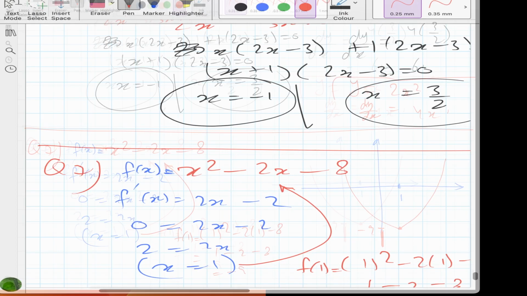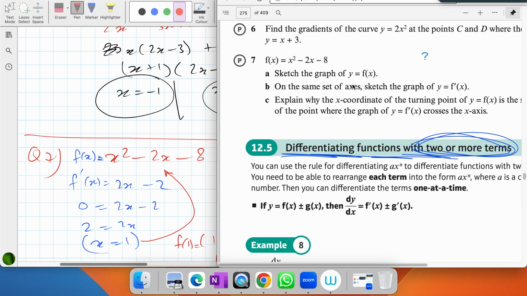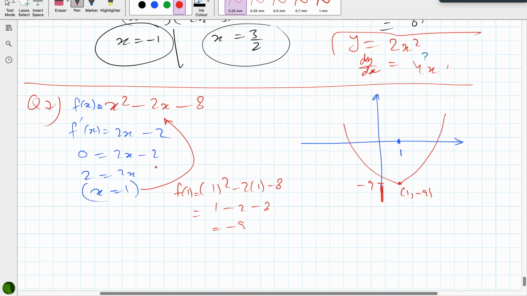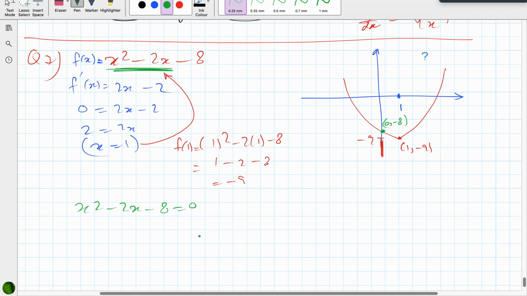What was the requirement? Sketch the graph of y is equal to f of x. Okay. So this is x equals 1, y equals minus 9. We can solve for the points of intersection. When x is 0, y is minus 8. You can see this directly. So this point right here, y-intercept 0 comma minus 8, and for the other 2 points, x square minus 2x minus 8 is equal to 0. Let's solve for this.